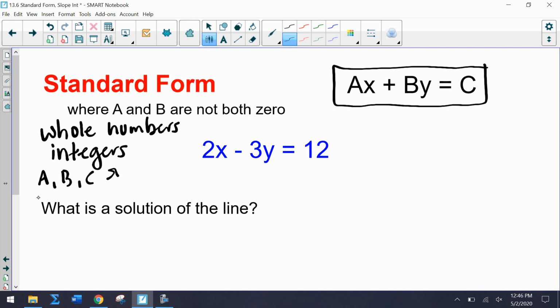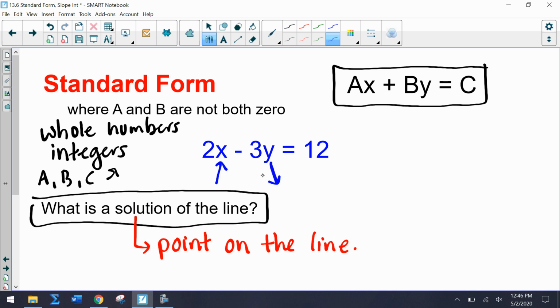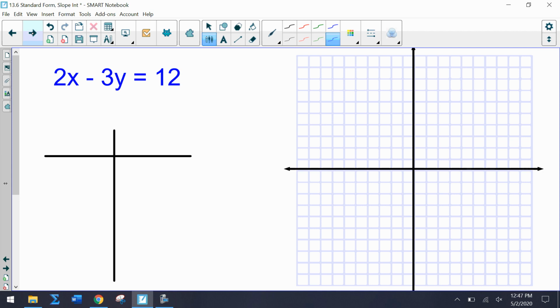So a solution, given this problem, thinking about what a solution of the line is. A solution of the line is just a point on the line. So given this line, we have 2x minus 3y equals 12. We can find points on this line. We can plug in a value for x and then solve for y and then get a corresponding x comma y point. So let's see how we can find solutions for the line.